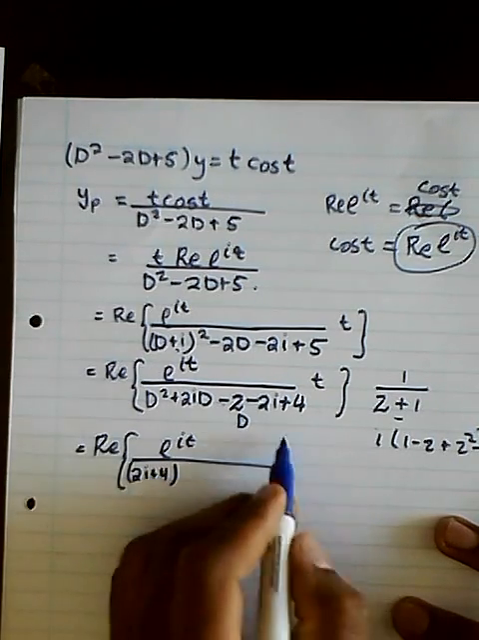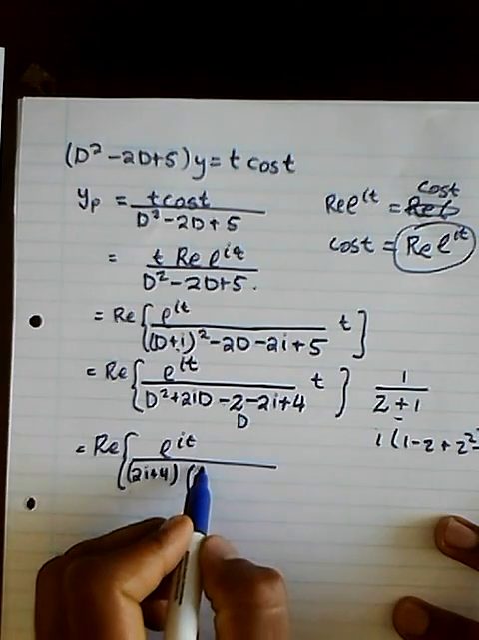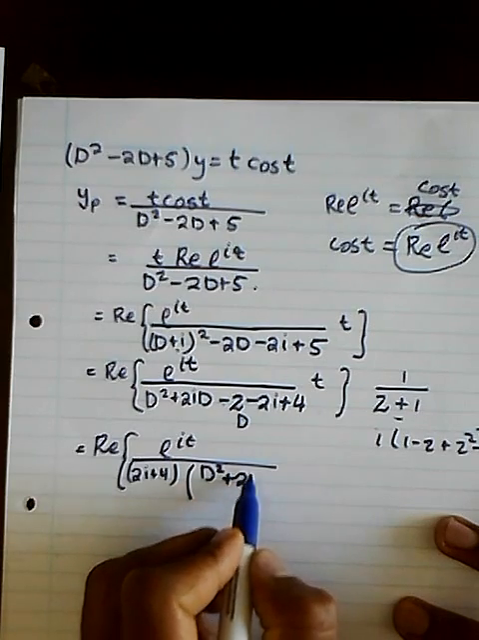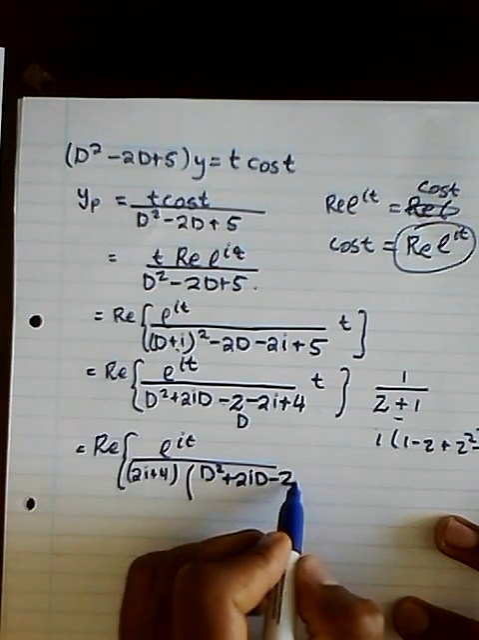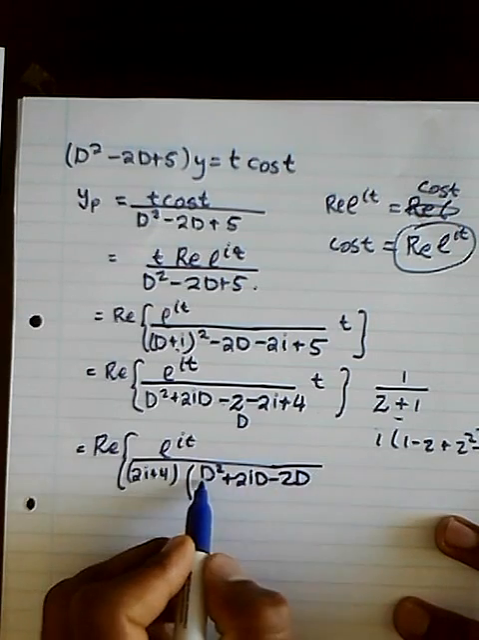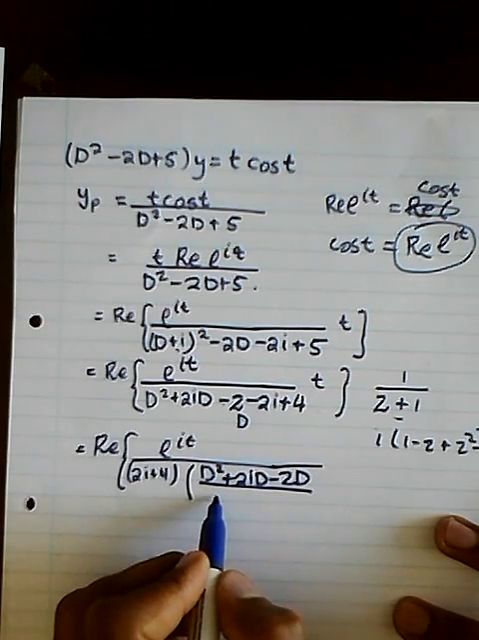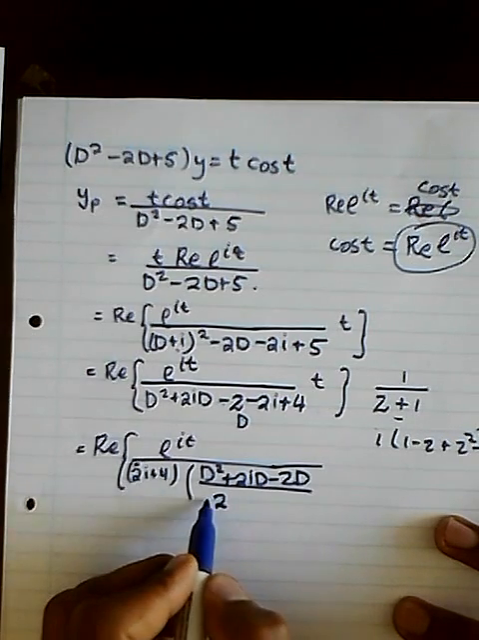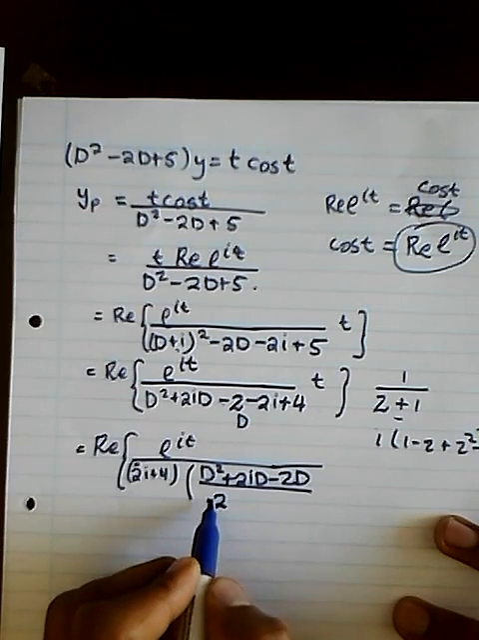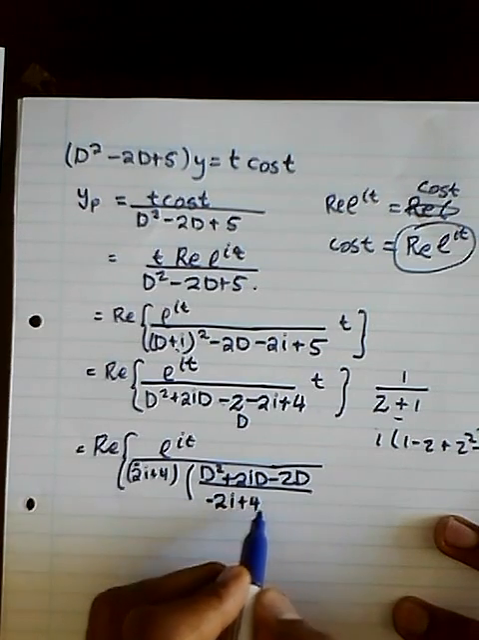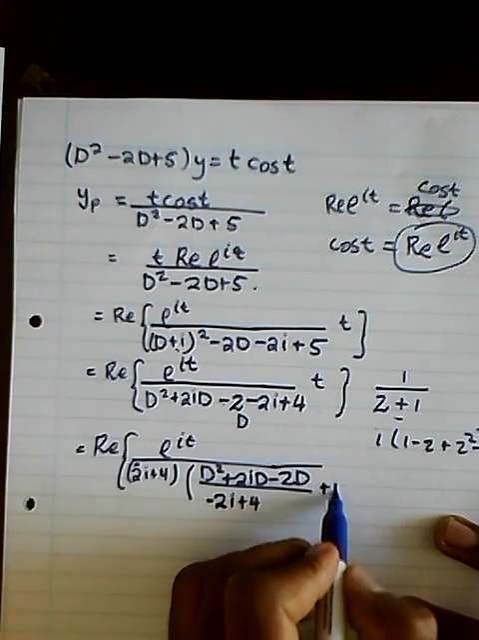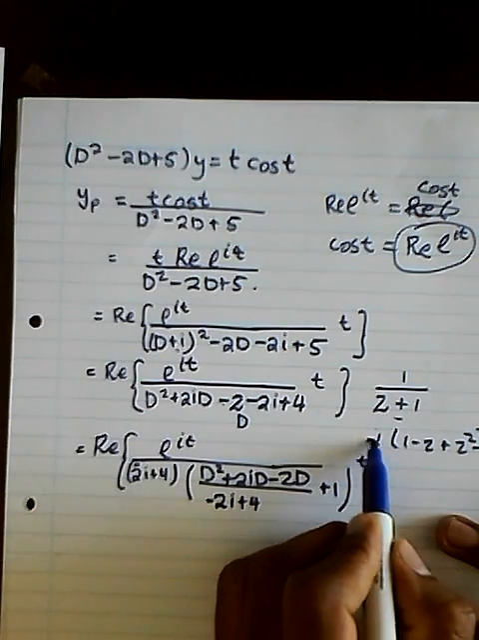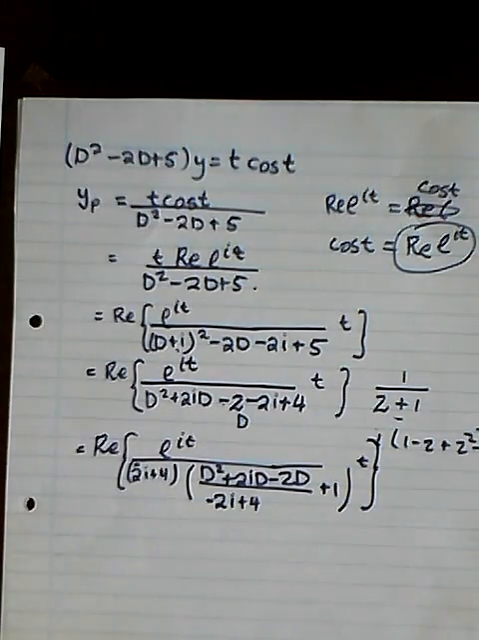So let's factor out 2i plus 4. Okay, and then inside here we're going to have d squared plus 2id minus 2d, and this is divided by 2. Okay, this 2 here is minus 2i plus 4, and then plus 1. Okay, and then that is multiplied by t. Everything is multiplied by t.